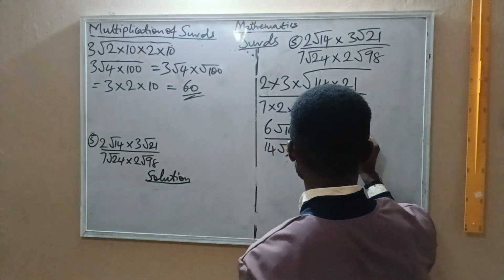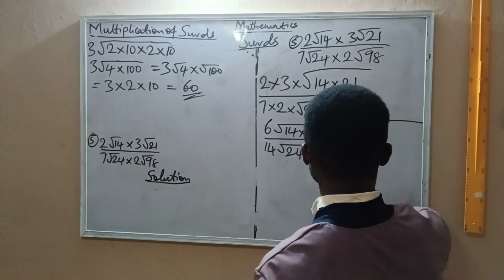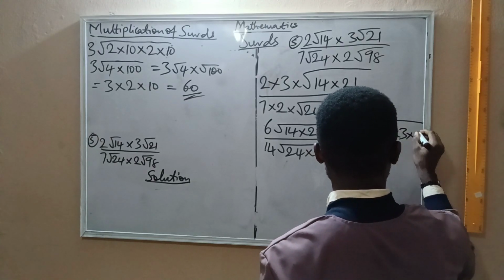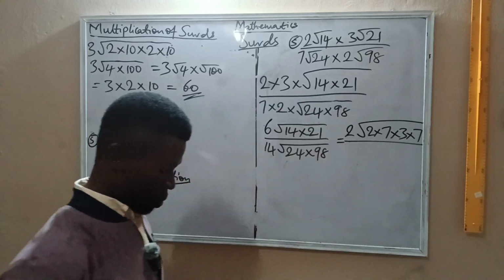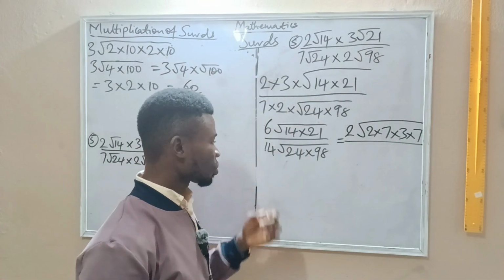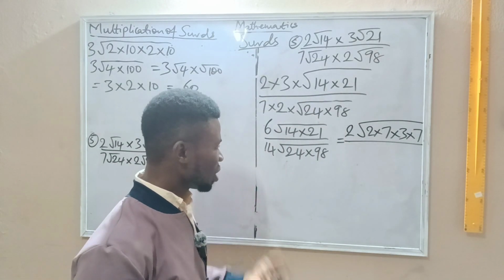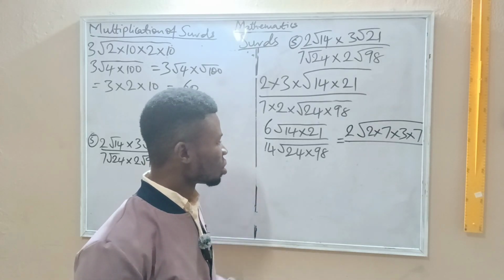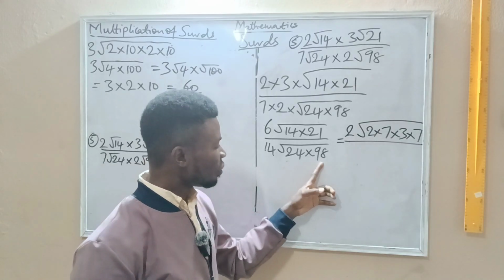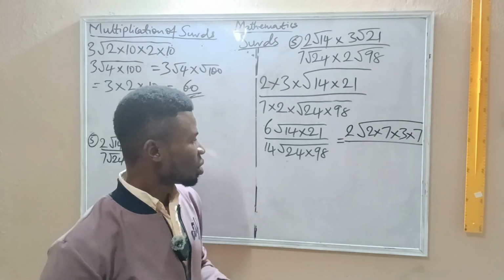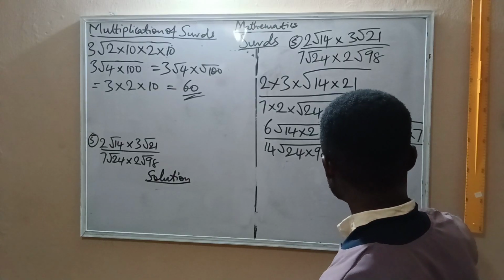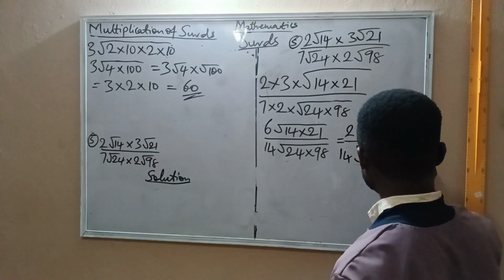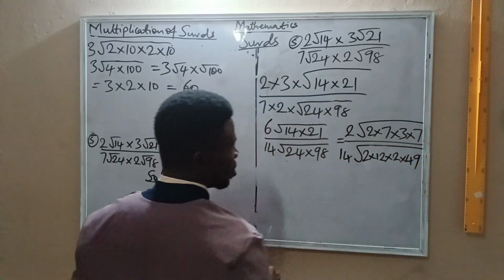So, the first one is 2 times 7, then times 3 times 7. That is from the numerator. Now, coming to the denominator, we have one common thing that can divide both of them for now. If 2 divides 24, we get what? 12. And then if 2 divides 98, it's 49. So this can be written as 14 surd 2 times 12 times 2 times 49.